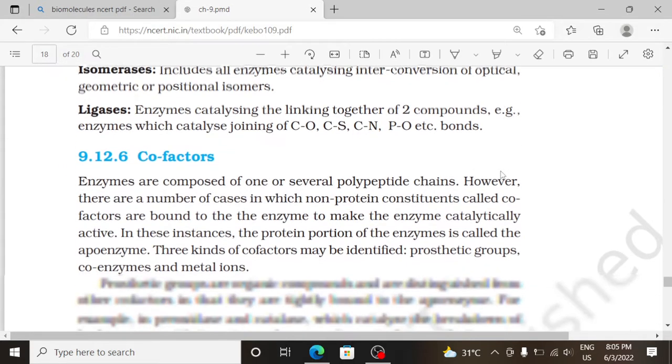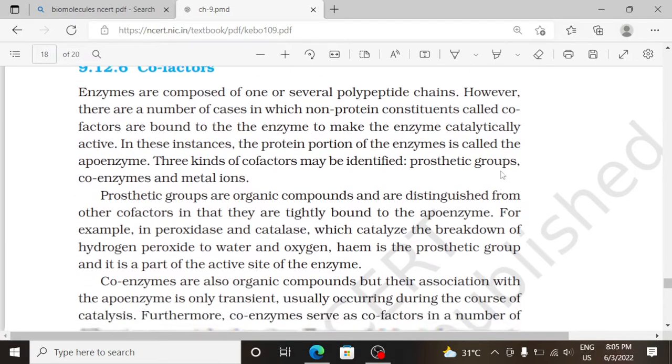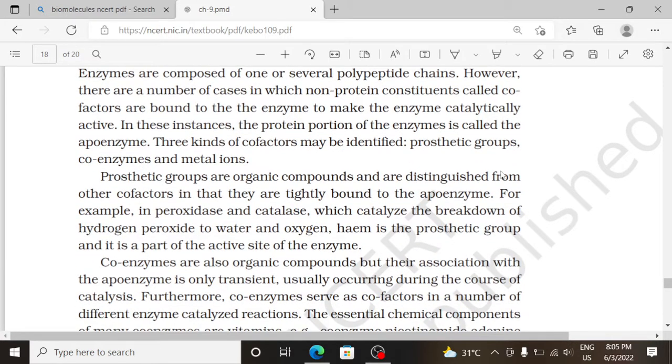Cofactors. Enzymes are composed of one or several polypeptide chains. However, there are a number of cases in which non-protein constituents called cofactors are bound to the enzyme to make the enzyme catalytically active. In these instances, the protein portion of the enzyme is called the apoenzyme. Three kinds of cofactors may be identified: prosthetic groups, coenzymes and metal ions.